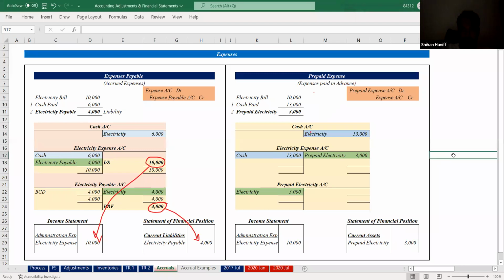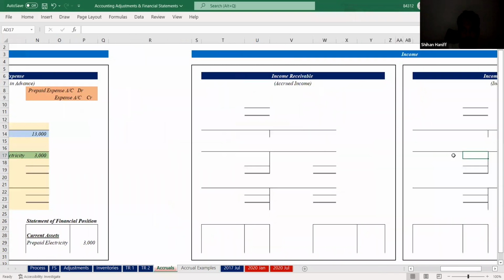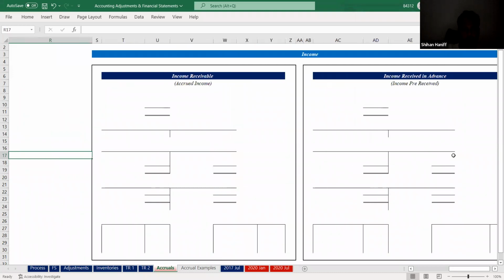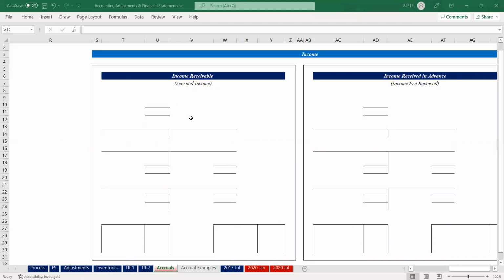Right. Now let's move to income. So same way, there are two types: income receivable and income received in advance. Income receivable and income received in advance. So let me explain. Income receivable.